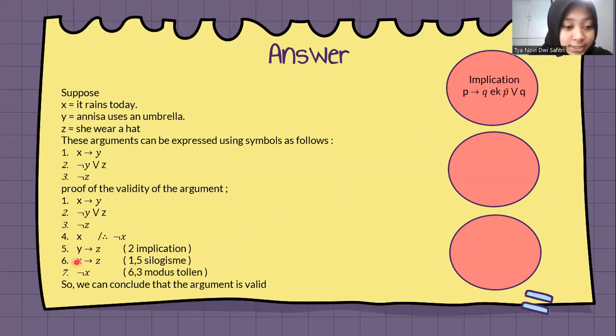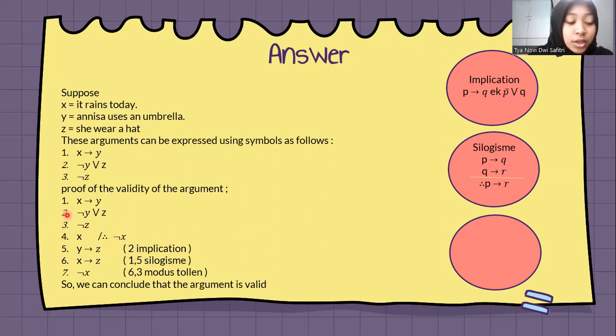And then next, we will use statement number 1 and number 4 by syllogism, and we have X implies Z. So this is the formula of syllogism: P implies Q and Q implies R, so we have the conclusion that P implies R.